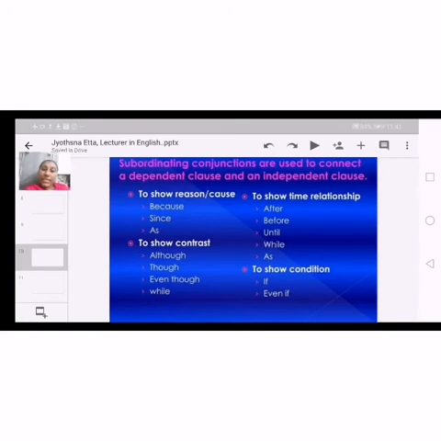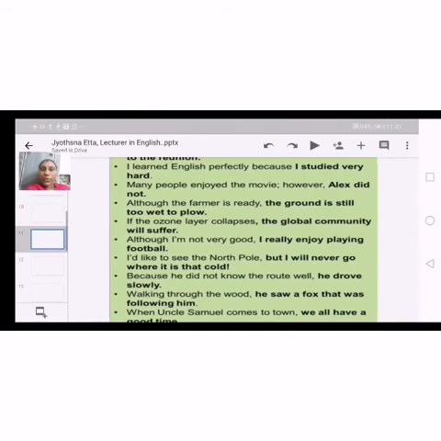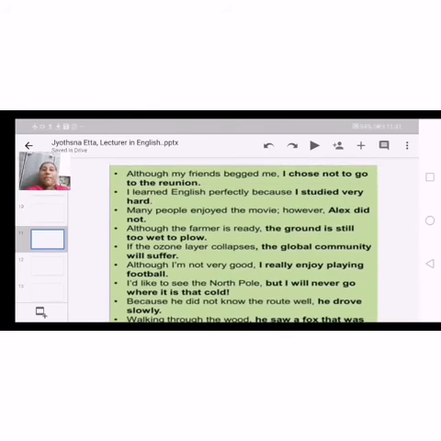So these are some conjunctions which we can use. Here are some examples also. Although my friends begged me, I chose not to go to the reunion. By using although, we made this sentence. And, I learned English perfectly because I studied very hard. Because is a conjunction we used here to show the reason.